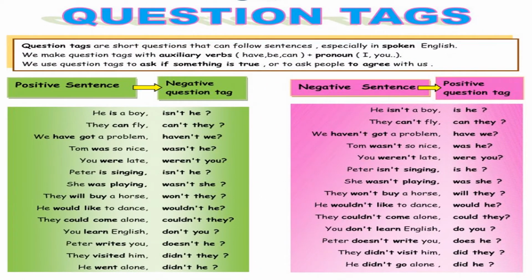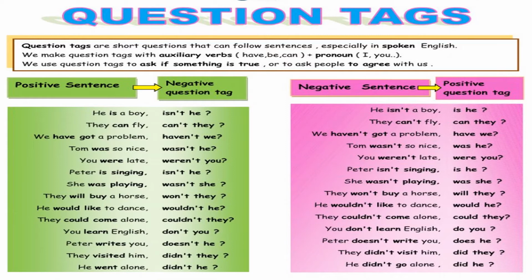Let's learn something about question tags. Question tags are short questions that can follow sentences, especially in spoken English. We make question tags with auxiliary verbs like have, be, can, plus pronouns I, you, he, she, and so on. We use question tags to ask if something is true or to ask people to agree with us. If the sentence is positive, it will have a negative question tag. But the negative sentence has a positive question tag. So you can see some examples here.